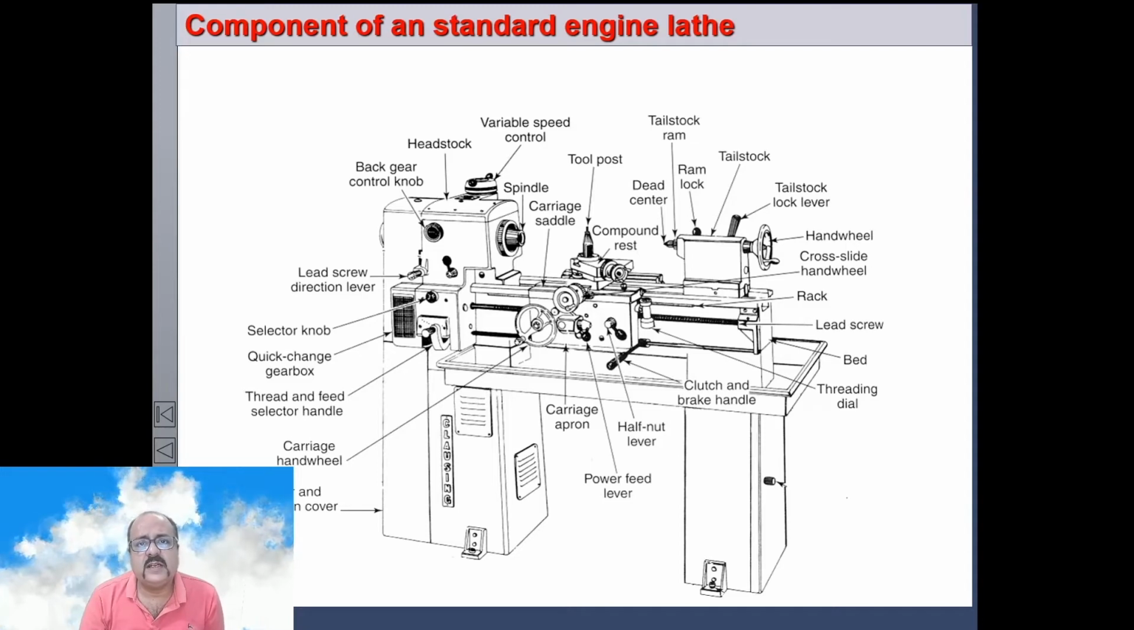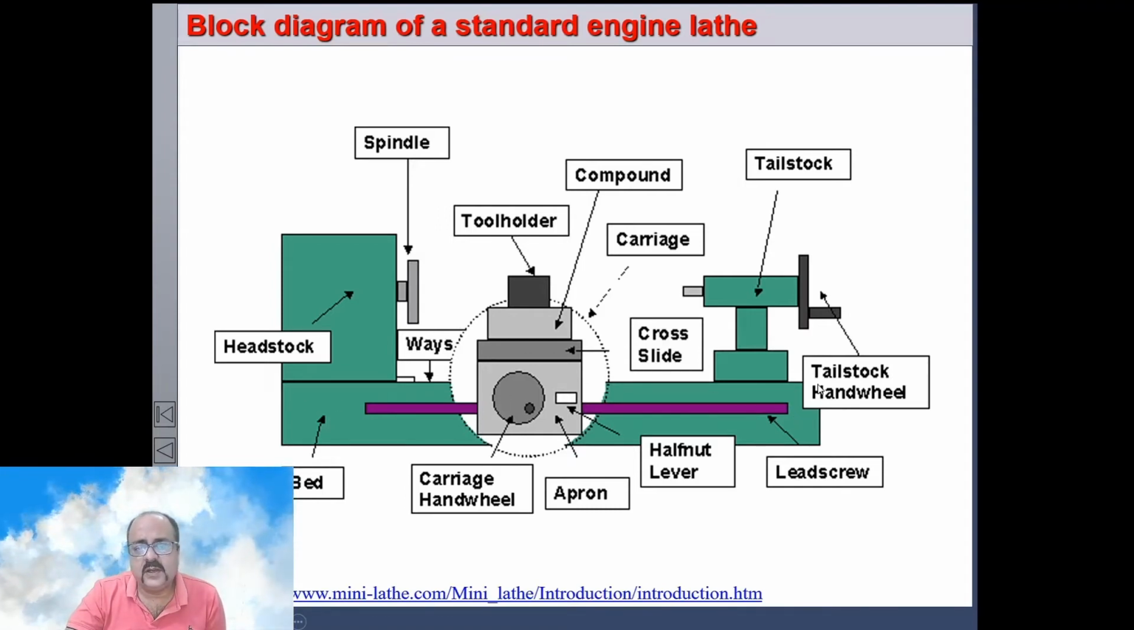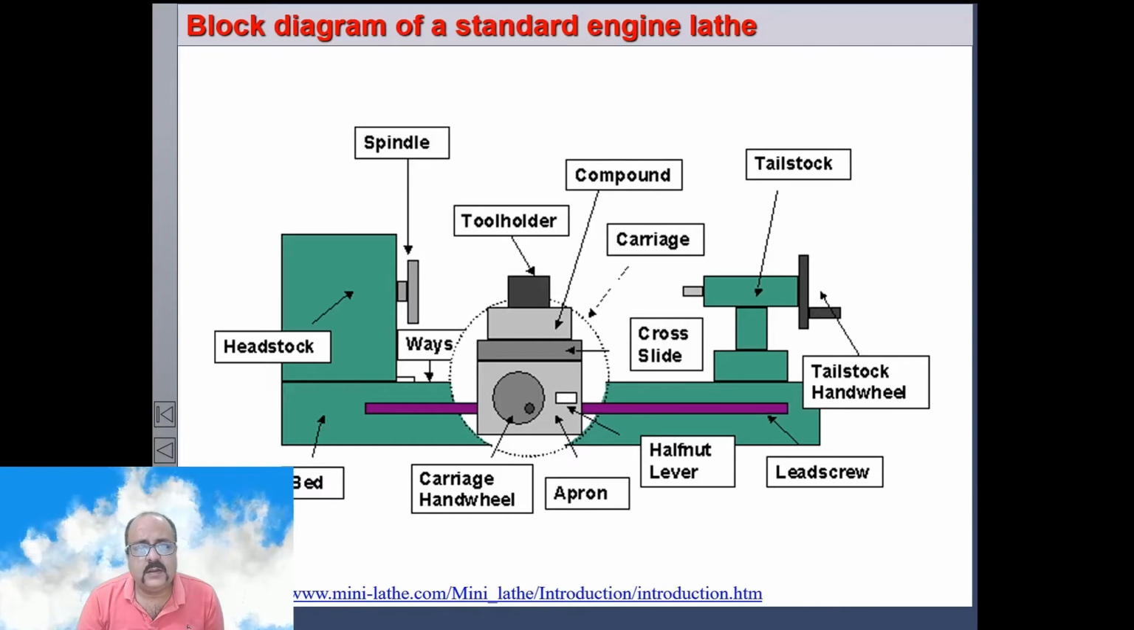components of a standard engine lathe. We will discuss the major components. So this is a block diagram of an engine lathe. You can see the most basic component is the bed. Now, the bed and bed ways, and the top of it is machined accurately to form ways. The bed is the structure over which all other components are mounted, and the entire vibration and load of the machine comes on the bed.